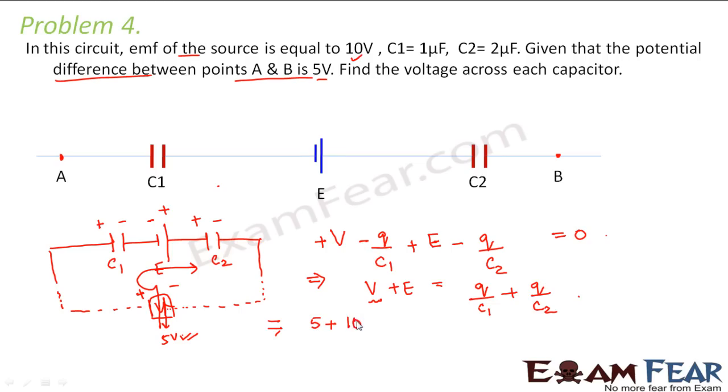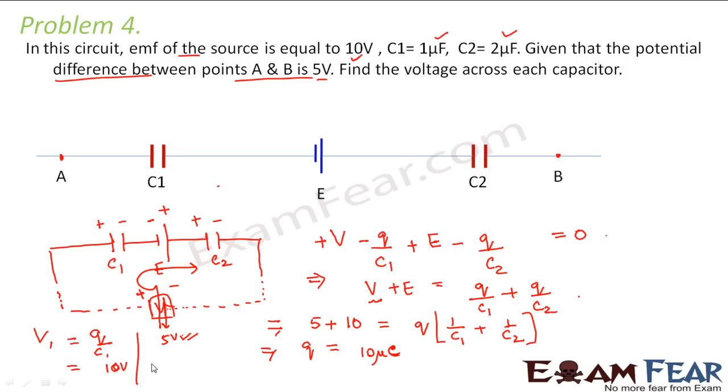So this becomes 5 plus 10 is equal to Q into 1 by C1 plus 1 by C2. C1 and C2 are also given as 1 microfarad and 2 microfarads respectively. From this we calculate the value of Q and Q comes out to be 10 microcoulombs. Now once I get the value of Q, it is very simple to calculate the voltage across each capacitor. Voltage across capacitor C1 is Q by C1, which comes out to be 10 volts. Similarly, voltage across C2 is V2, which is Q by C2, which comes out to be 5 volts.